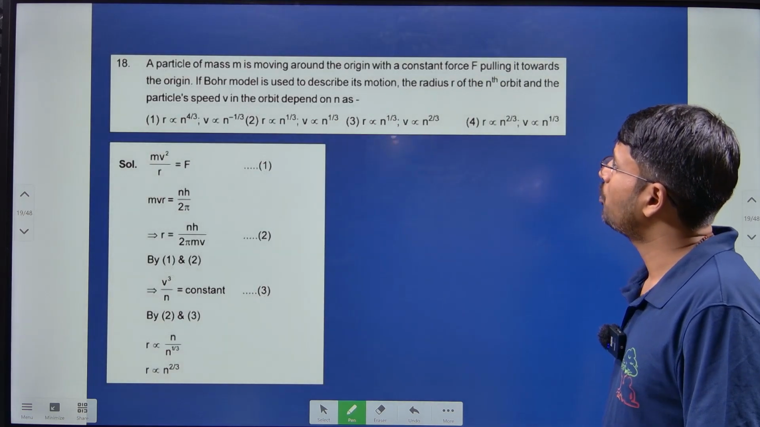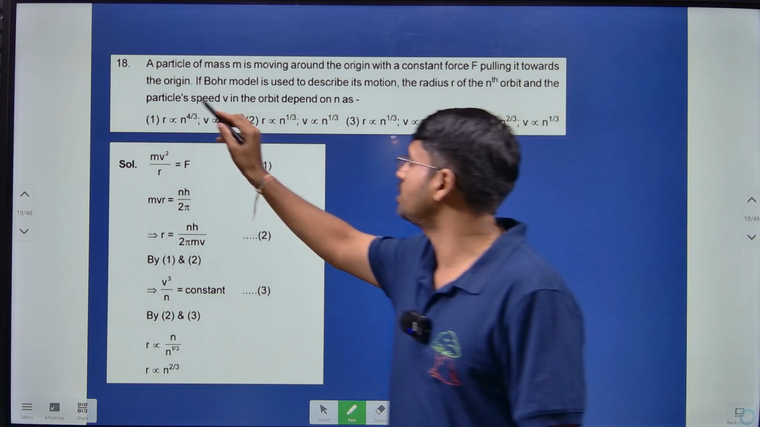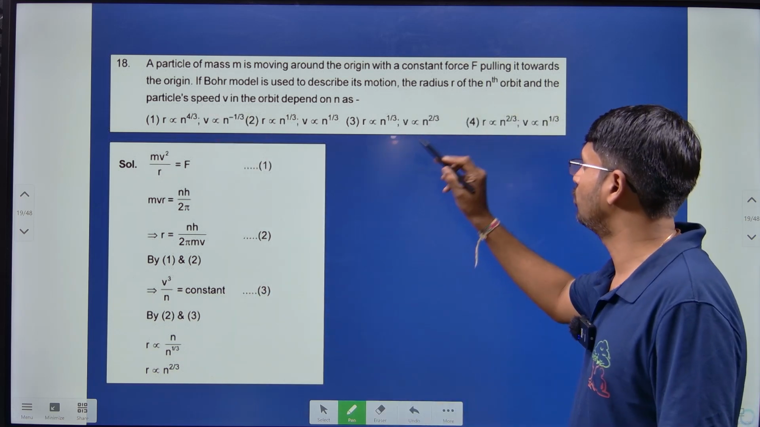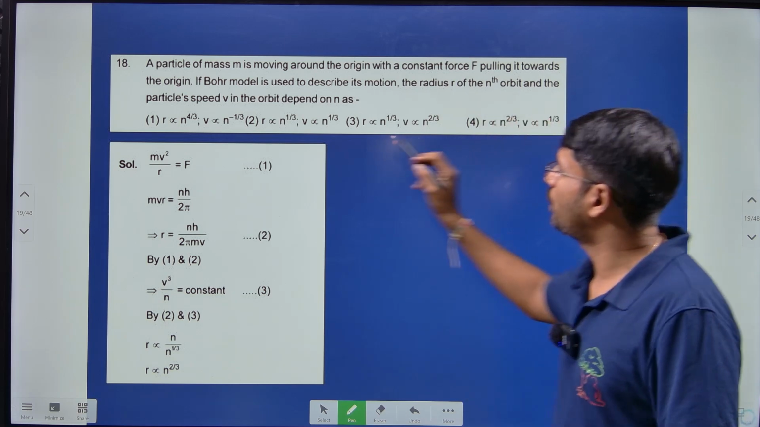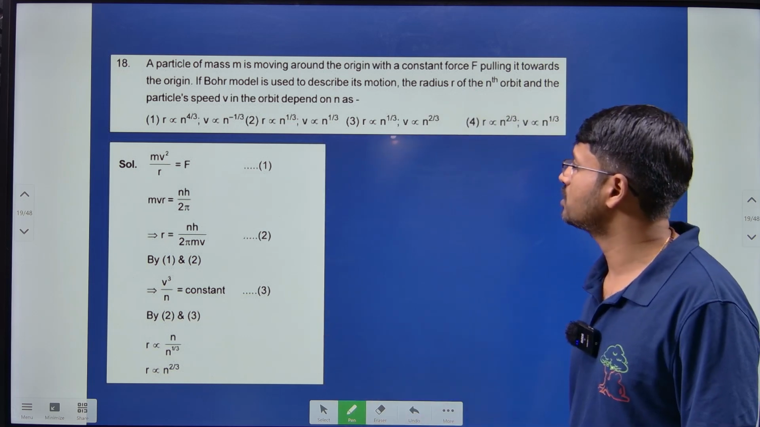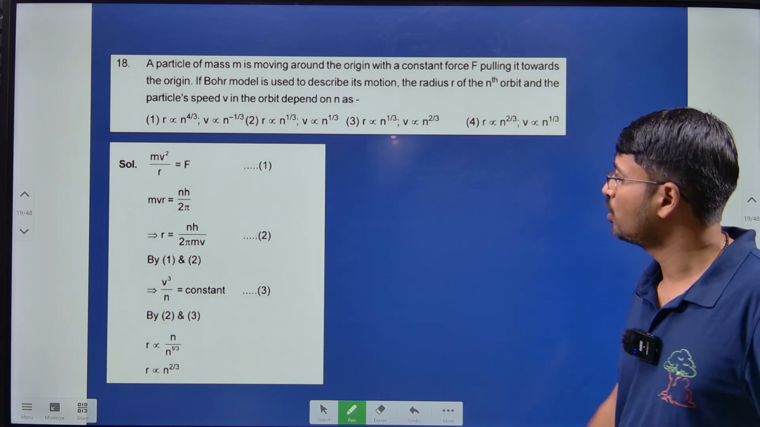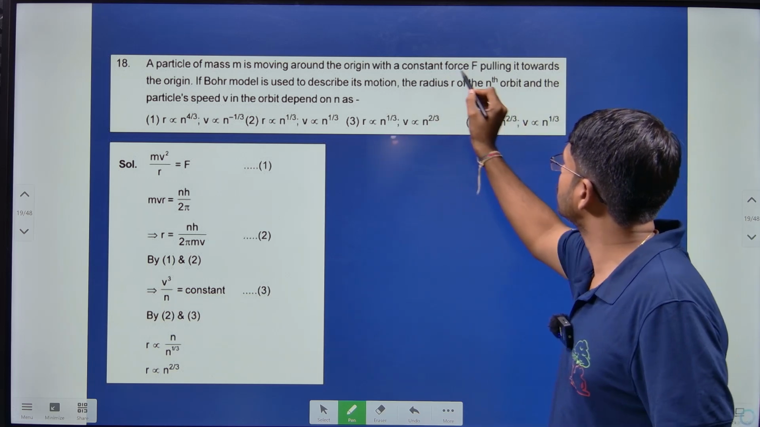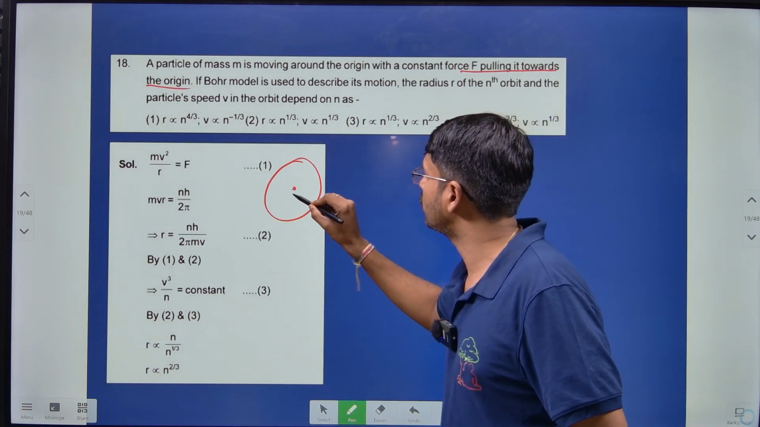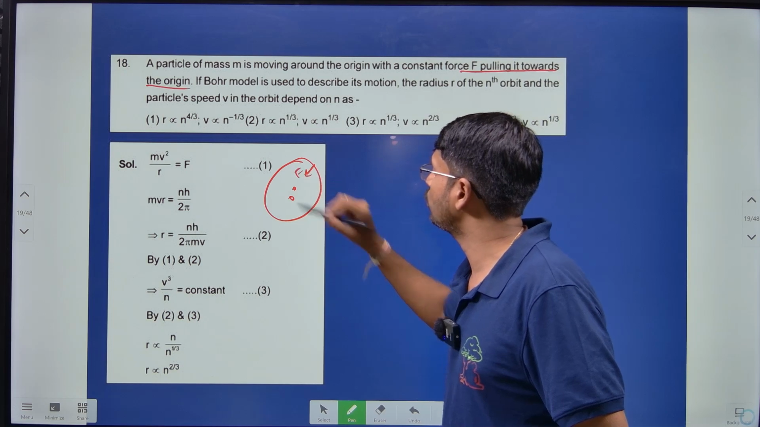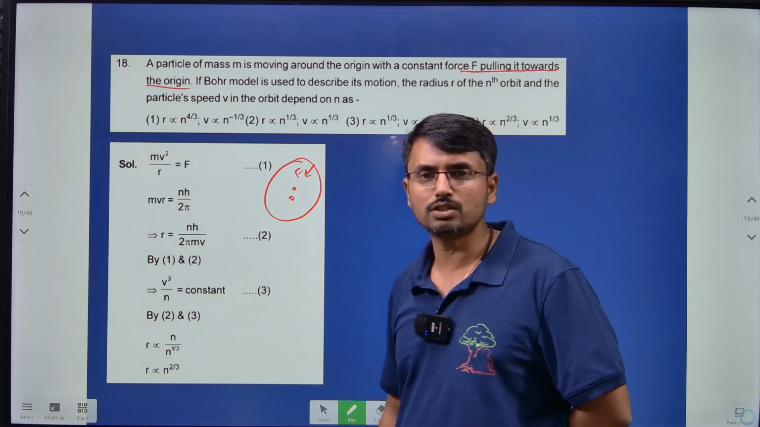Next. A particle of mass m is moving around the origin with a constant force F pulling it towards the origin. If the Bohr model is used to describe its motion, then the radius r of the nth orbit and the particle speed v in the orbit depend on n as what? There is a force acting towards the origin, so this force is the centripetal force. Therefore F equals mv square divided by r.